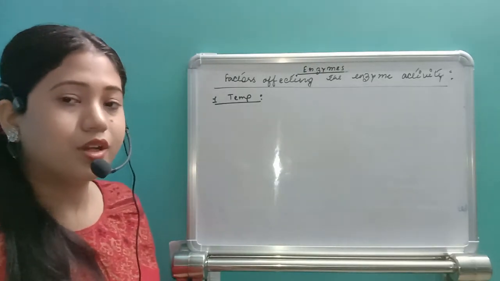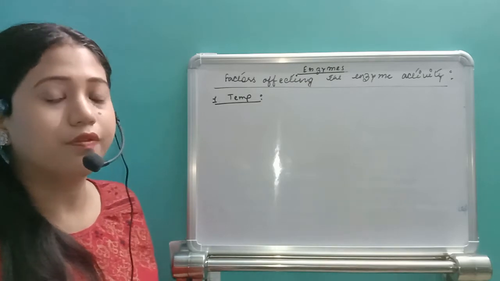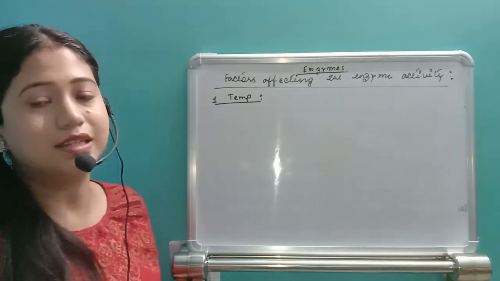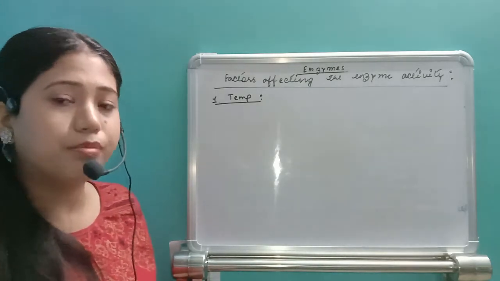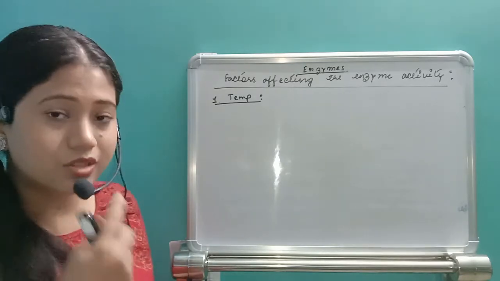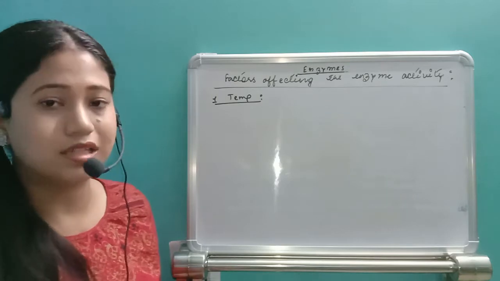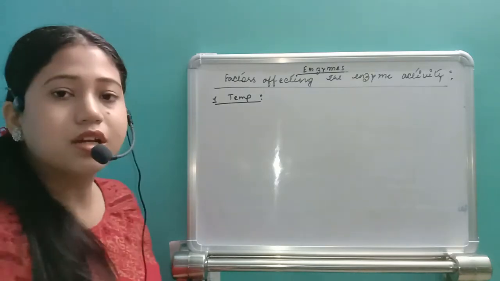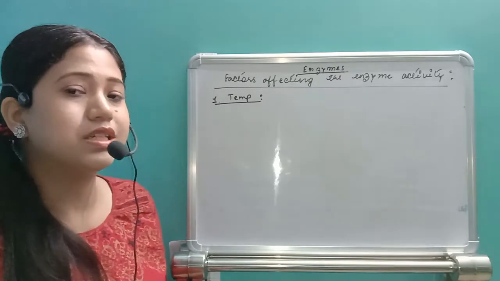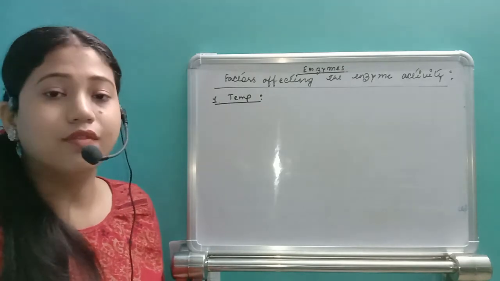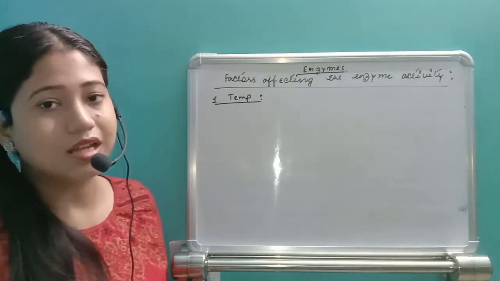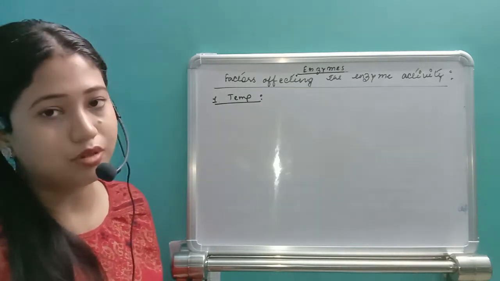Let's see what the different factors are that affect enzyme activity: how enzymes work, at which temperature they work, at which pH they work, and what factors are affecting enzyme activity. We will discuss them one by one. The first one we will see is temperature. Already I have told you in the introduction that enzymes work at a specific temperature.